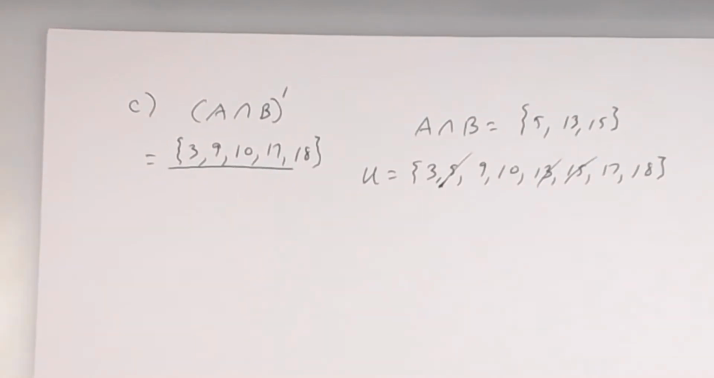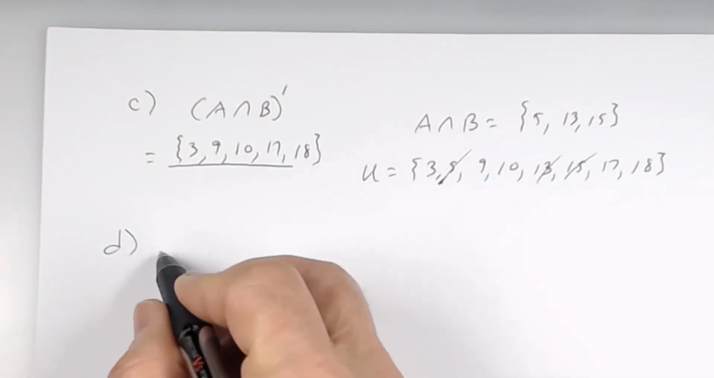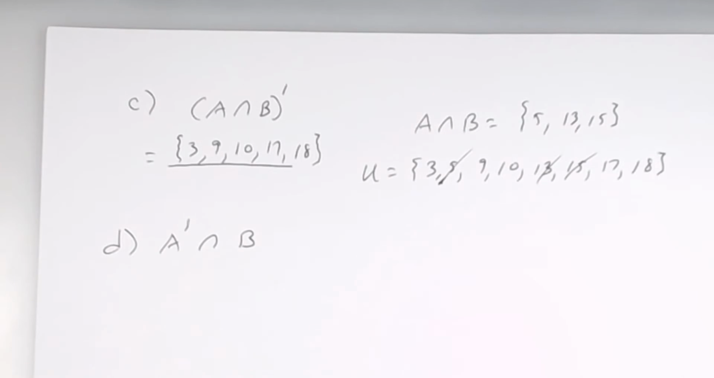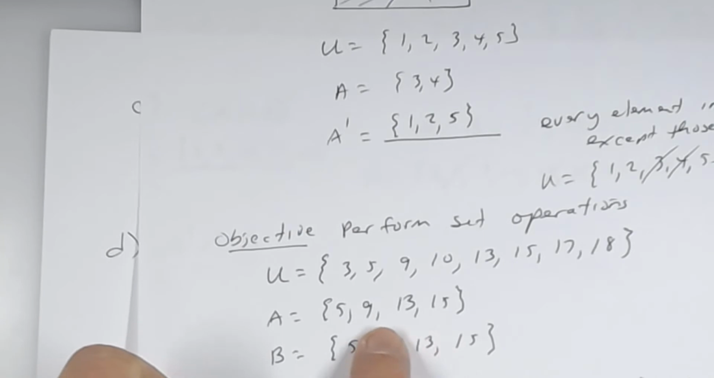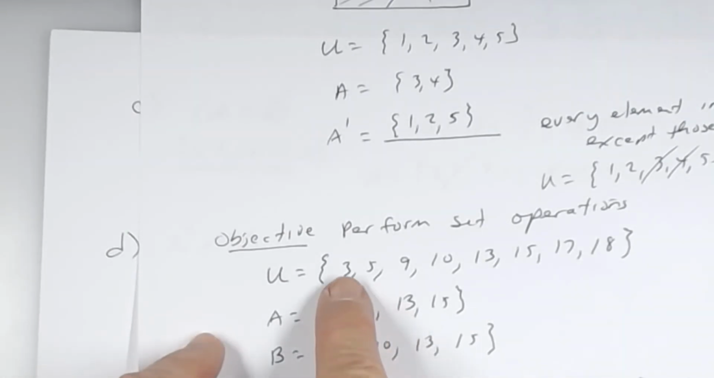Let's look at D. You want to find A complement intersect B. Notice there are no parentheses here. So what do you think you would do next? Find A complement. All right. Well, we know what A is. We know that A has these 4 elements.